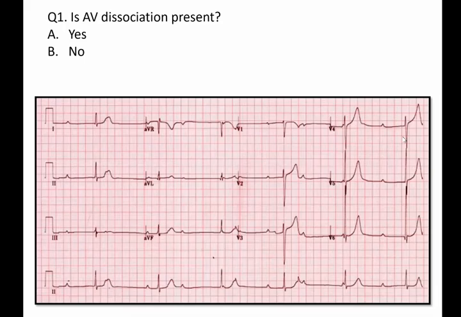So let's come to the examples. This is the first ECG, and there are two questions associated with it. The first is a simple question: is AV dissociation present? The choices are A yes and B no. So let's put the polling question here.